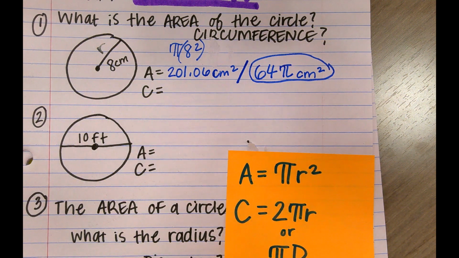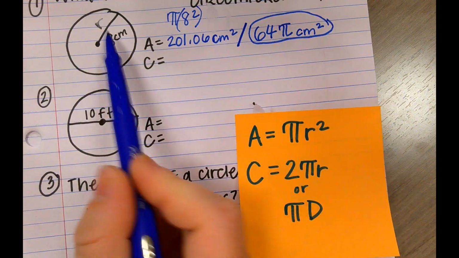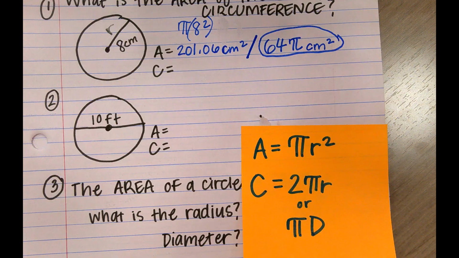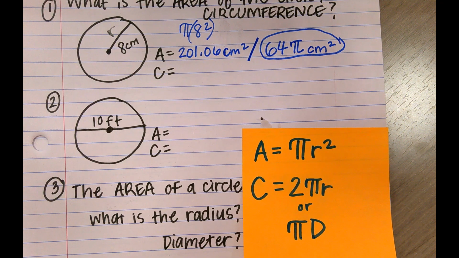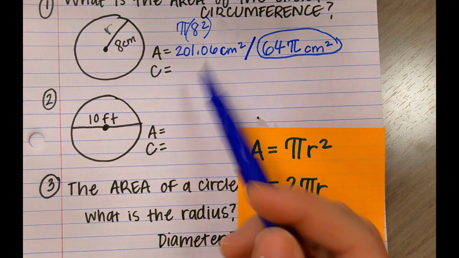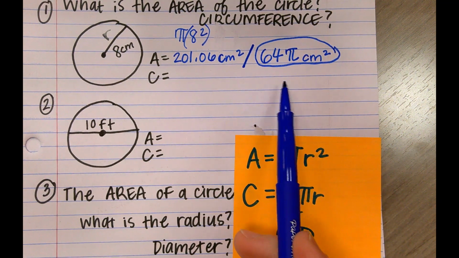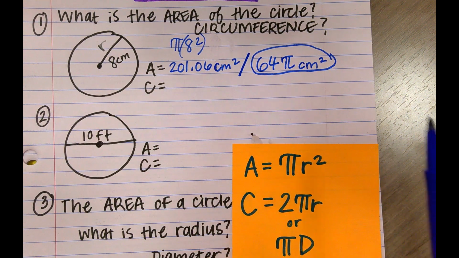Imagine I had a circular garden, and I measure half the garden, and it's 8 centimeters, and I'm trying to figure out how much mulch I can put inside of this garden. I think the landscape people would look at you crazy if you said, I need 64 pi worth of mulch. Say what? I need 201 square centimeters. That makes more sense. But this is more exact.